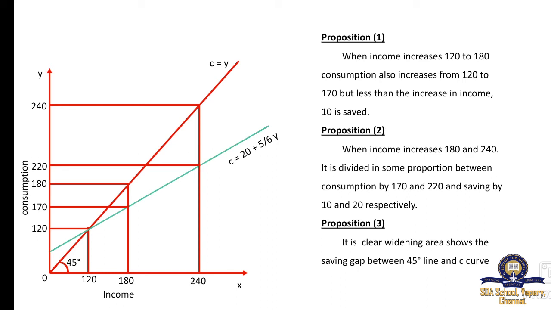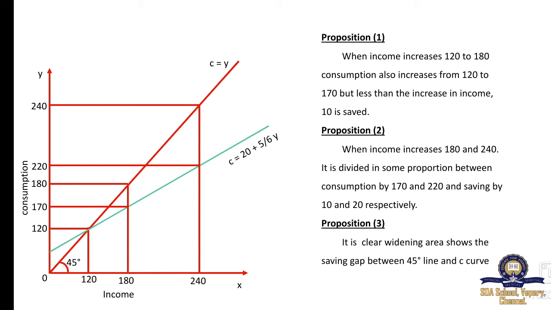The next one is proposition 1, which says when the income increases from 120 to 180, the consumption increases from 120 to 170. Only a smaller amount increased. 10 is the saving. Proposition 2 says, look at the chart, when the income increases from 120 to 240, it's a very big increment. So the consumption is also increased from 170 to 220. And when income increased further to 240, even the consumption is also increased to 240. So whenever income increases, it divides the income into two things. One is consumption, the other one is saving. So savings also increased from 10 rupees to 20 rupees.